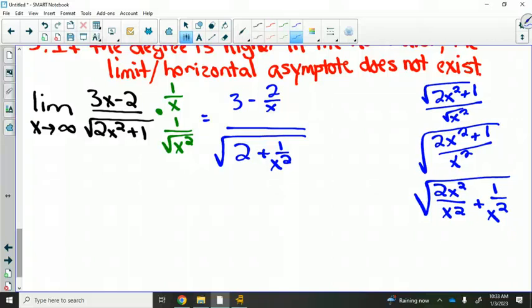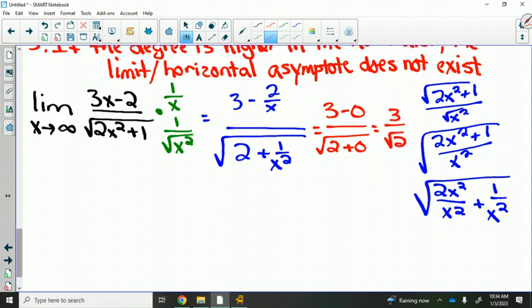Questions to get to the blue part. Okay, then in the blue part, everything's in a good form. Everything's a constant or in that fraction. So if I take the limit of that, I'll have 3 minus 0 over the square root of 2 plus 0, which is 3 over the square root of 2. So that's our answer. That's also our horizontal asymptote. That wasn't horrible, was it? Okay, let me show you this next one.